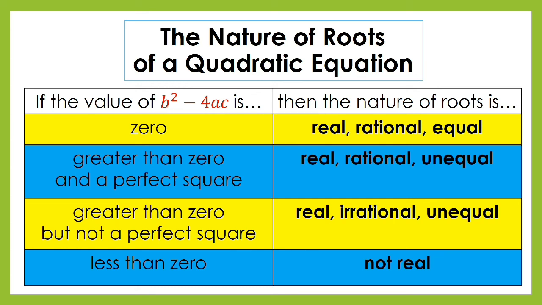Let's have the summary of the nature of roots of a quadratic equation. Remember, if the value of b squared minus 4ac, or the discriminant, is 0, the roots are real, rational, and equal. If the discriminant is greater than 0 or a positive integer and a perfect square, the roots are real, rational, and unequal. If the discriminant is greater than 0 or a positive integer but not a perfect square, the roots are real, irrational, and unequal. And if the discriminant is less than 0, then the roots are not real.